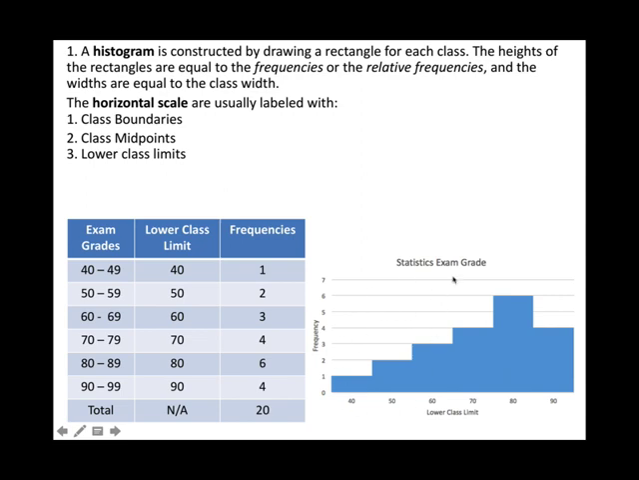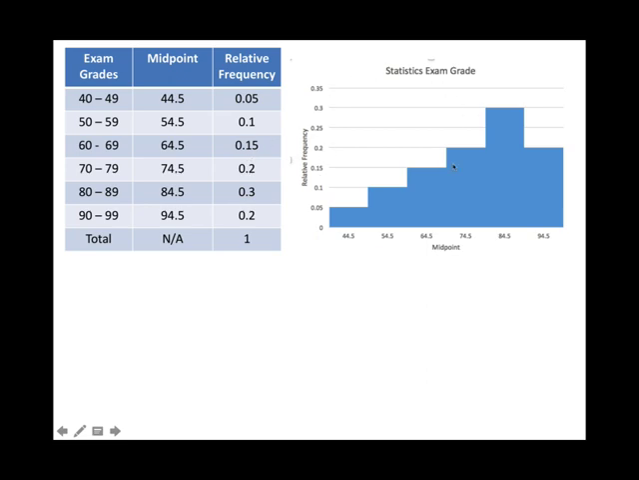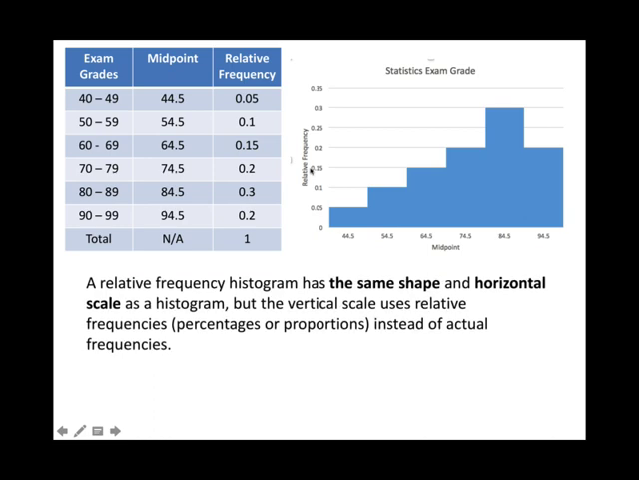And let's try another one. This time, we will use the midpoint as my x-axis and the relative frequency as my y-axis. So I will get a histogram that looks like this. You should see that both examples have the same shape, even though I use the frequency or relative frequency. And histograms are not very helpful with a small data set. So if you have a small data set, you better use another graph to represent your data.